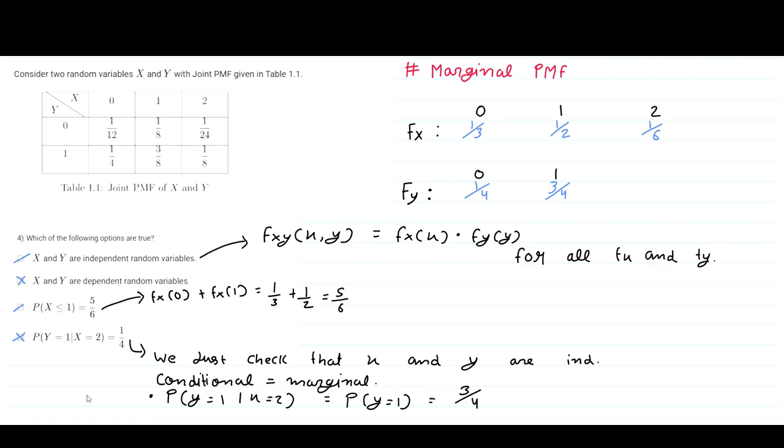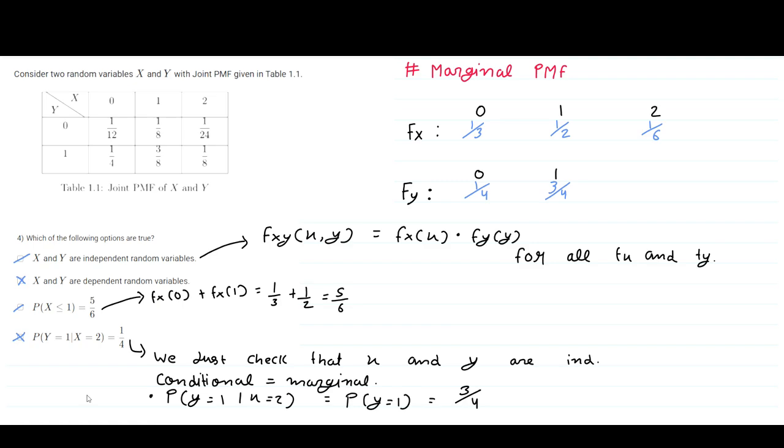In the third option, we have to find the probability associated with x less than or equal to 1. Probability of x less than or equal to 1 basically means probability of x equal to 0 plus probability of x equal to 1, which is basically 1 by 3 plus 1 by 2, which is 5 by 6. Hence this option is also correct.